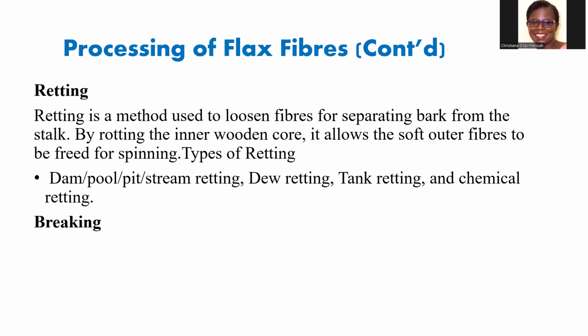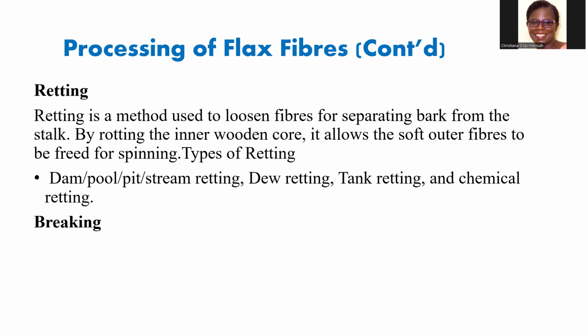So after getting the stalks, we need to ferment the stalks so that we can get the fibers. When you want to take away the bark, the skin of the plant, it's very difficult. It will break. So to be able to get it, you are supposed to ferment it to become sticky. The art of fermenting is allowing it to rot a little. It's called retting. Retting is a method used to loosen the fibers for separating bark from the stalk. By rotting the inner woody core, it allows the soft outer fibers to be freed for spinning.